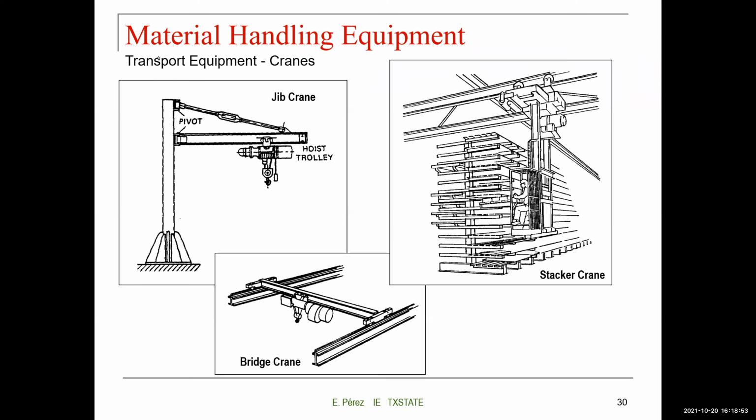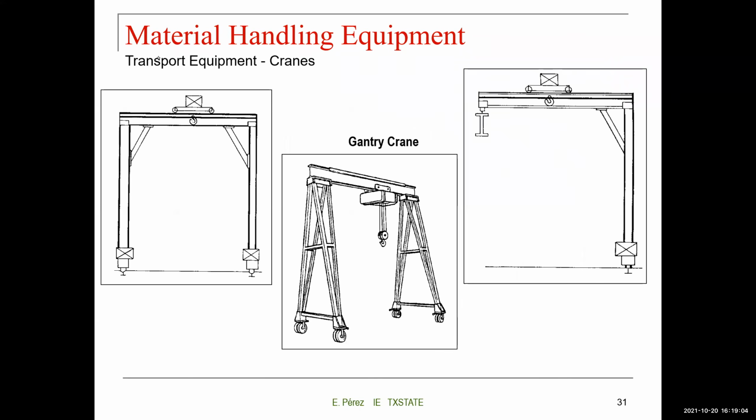So you can move this bar from point A to point B, and also you can move horizontally using that extra bar. Transport equipment cranes. So here we have some gantry cranes. This one in particular is giving you the flexibility of movement with those tires, so you can move the crane to the place you need it. But most of the time, those are going to be fixed. So you have a specific area that will be constraining your movement.